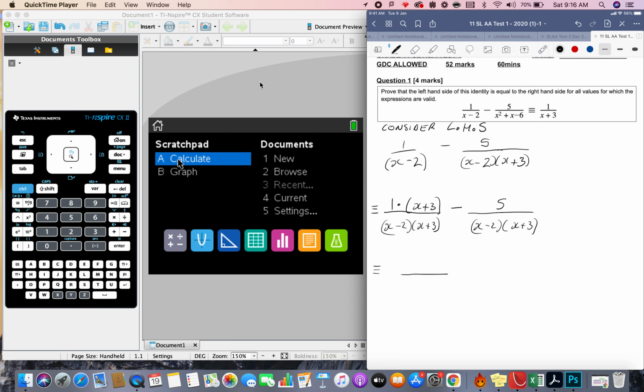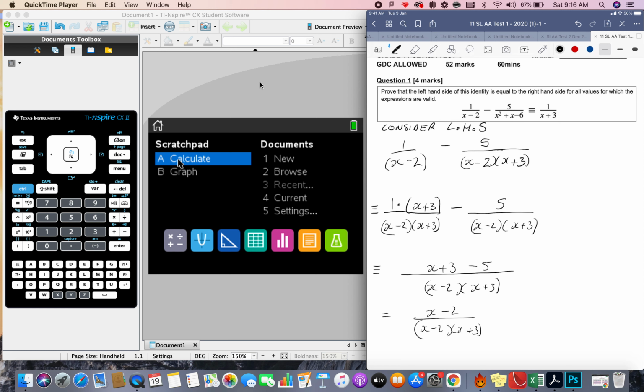Because we've got a common denominator, we can write it down as a common denominator. And this is x plus 3 minus 5, and then look at the top, that becomes x minus 2. The denominator is x minus 2 over x plus 3.